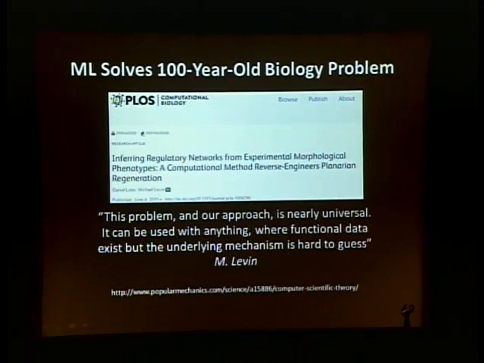All that being said, there have been some really interesting applications for machine learning in the sciences, and this one has made the rounds in the news. It's a controversial find, but I think it's worth noting that in just 3 days, a machine learning system was able to chug through all the published data on a particular problem and find the solution to a 100-year-old biology problem. And I think this quote is pretty interesting: "This problem in our approach is nearly universal. It can be used with anything where functional data exists and the underlying mechanisms are hard to guess."